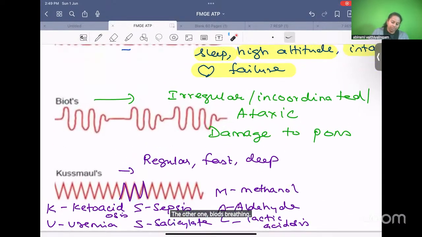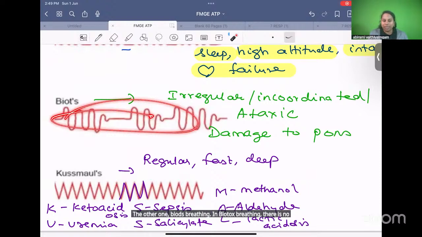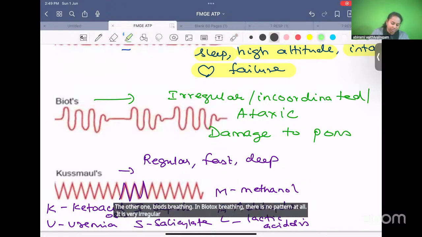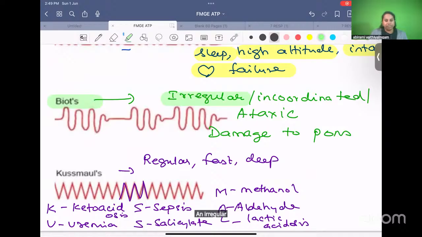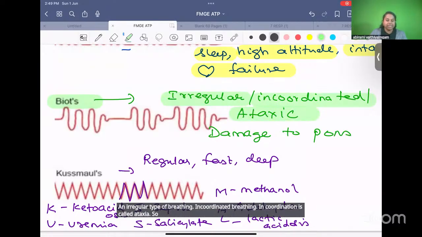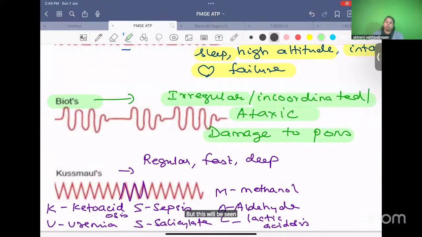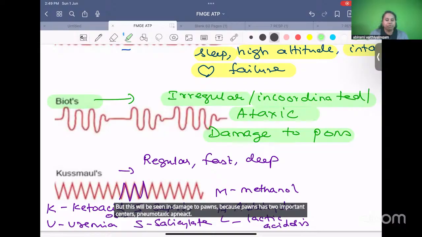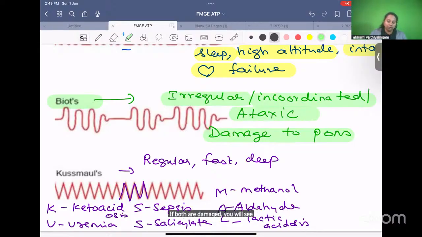The other one, Biot's breathing. In Biot's breathing, there is no pattern at all. It is very irregular. So Biot's is an irregular type of breathing. Incoordinated breathing. Incoordination is called ataxia. So it is called ataxic type of breathing. This will be seen in damage to pons because pons has two important centers, pneumotaxic and apneustic. If both are damaged, you will see irregular breathing.